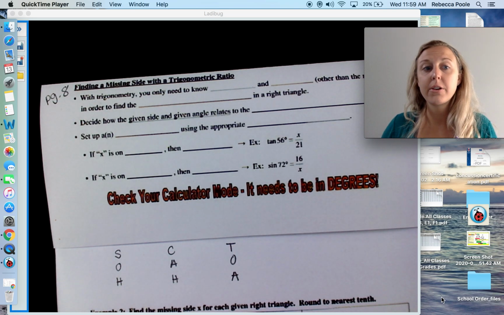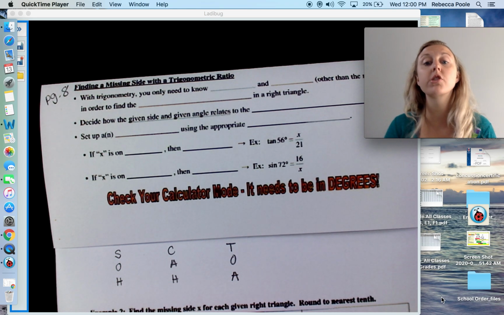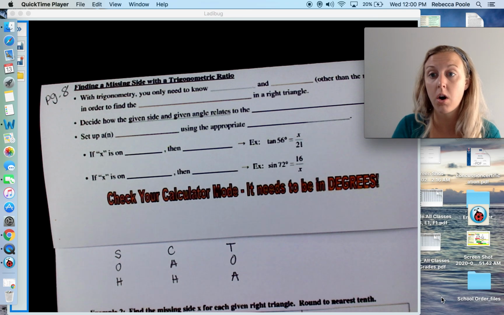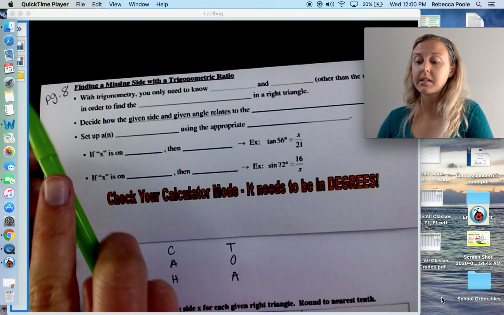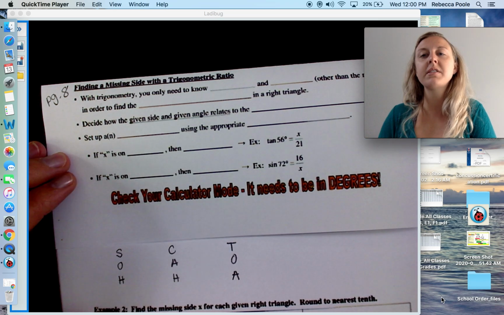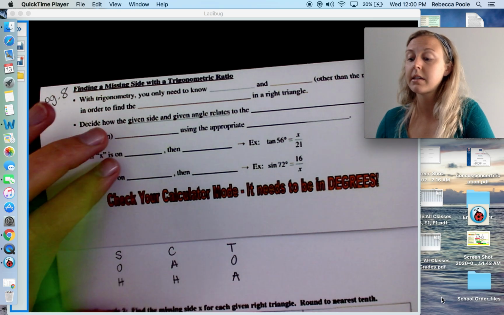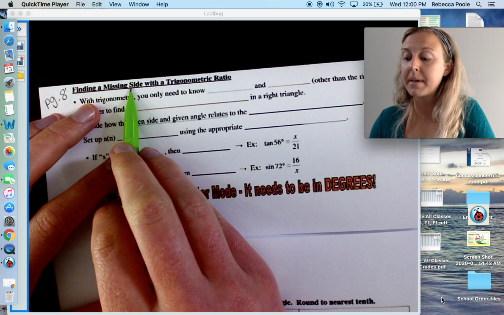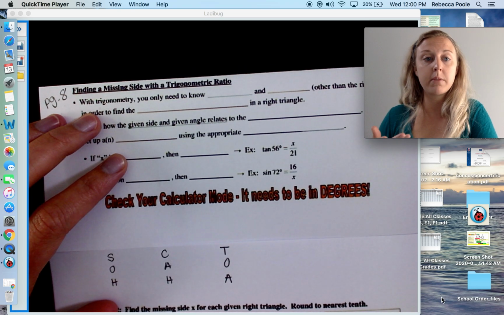Hey guys, so today we're continuing on with trig ratios. Same thing from yesterday. We're just going to apply it to actually solve for missing sides today, okay? So my kids, this needs to go in on page 8. I know it's on the same worksheet as yesterday, but label it page 8 in your table of contents. And we're working on finding a missing side with a trig ratio, okay? So that's what we're going to be doing today.